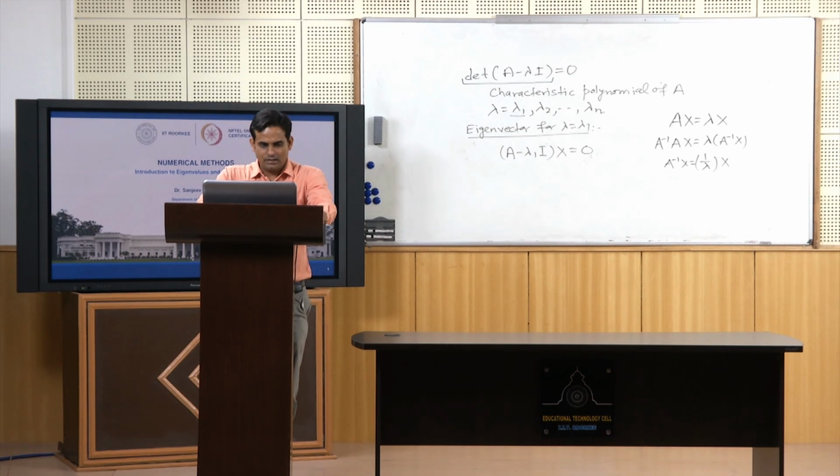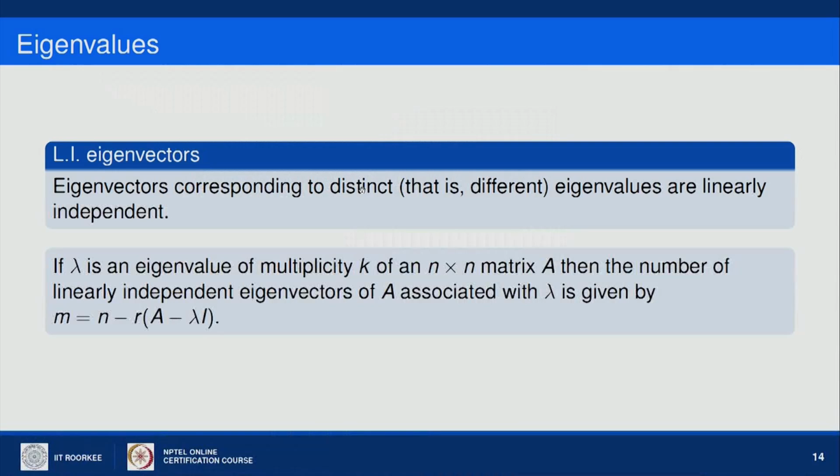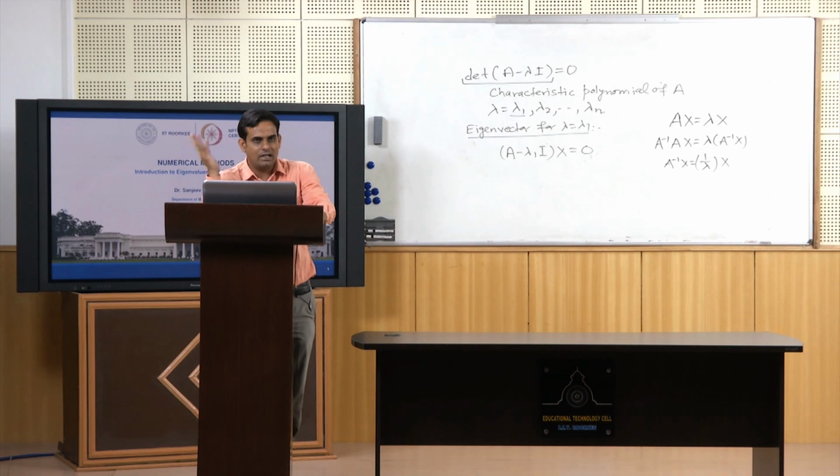This result tells us that eigenvectors corresponding to distinct eigenvalues are linearly independent. Moreover, if we do not have distinct eigenvalues for a given matrix, and an eigenvalue lambda has algebraic multiplicity k, then the number of linearly independent eigenvectors of A associated with this eigenvalue lambda is given by m, where m is n minus rank of A minus lambda I.